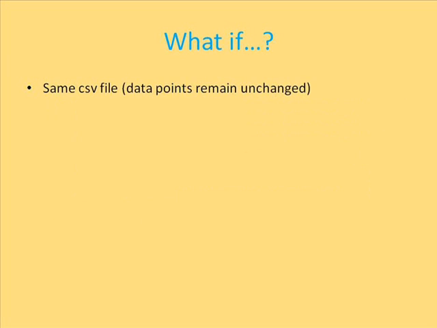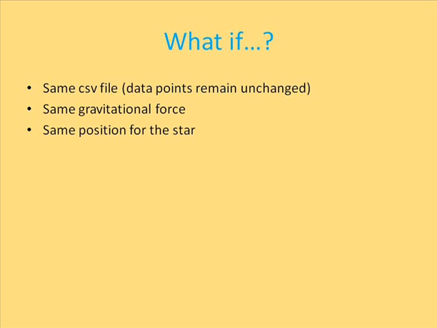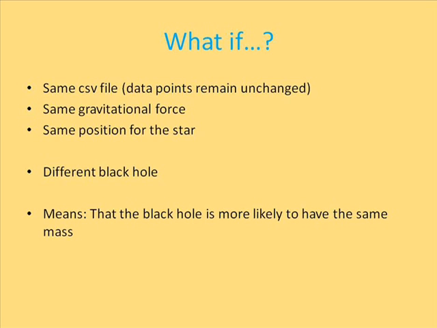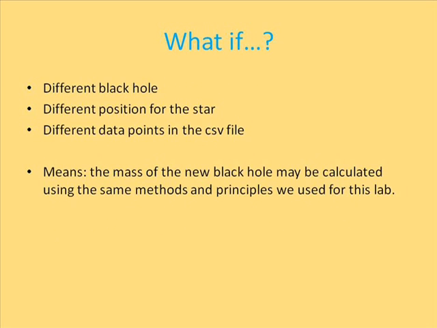If everything remains the same except for the black hole, it means that the position remains the same and the forces are the same and dp dt will remain the same. So it is more likely that the mass of the black hole will remain the same, even though it's a different black hole from the original one. If the motion being changed means similar path but different points, then the mass of the new black hole may be calculated.